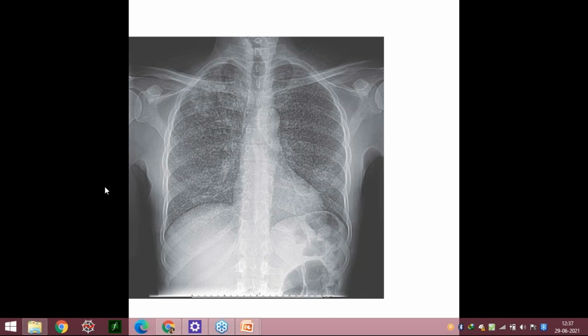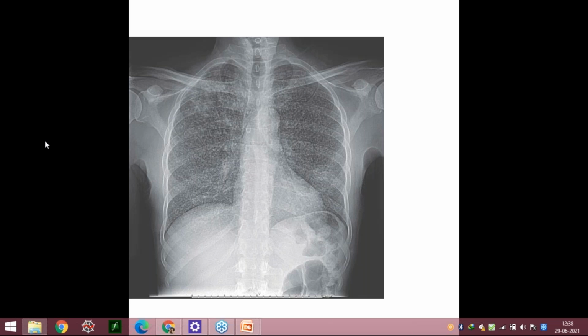Now the differentiating feature would be the clinical scenario. If a patient is presenting to you with a normal oxygen saturation with minimal findings, there may be some crepts, but the saturation is normal, it is highly likely that this is tuberculosis. No, it is not ground glass opacity. Ground glass opacity is different. Ground glass opacity and reticular opacities are commonly seen in ILD.